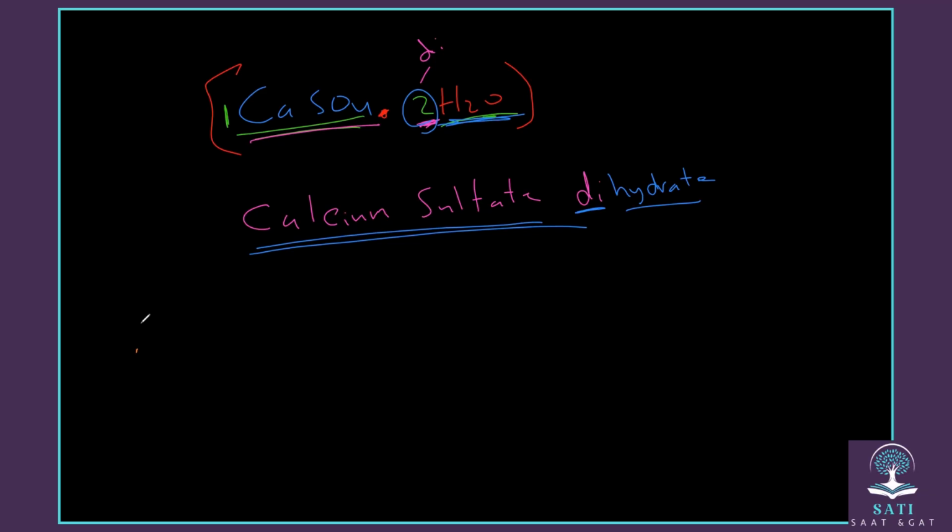Okay, and we take another example as well. If I have magnesium sulfate, MgSO4, attached to 7 H2O, how do we read this one? We read it magnesium sulfate. Then this 7, we write hepta. Then hydrate.